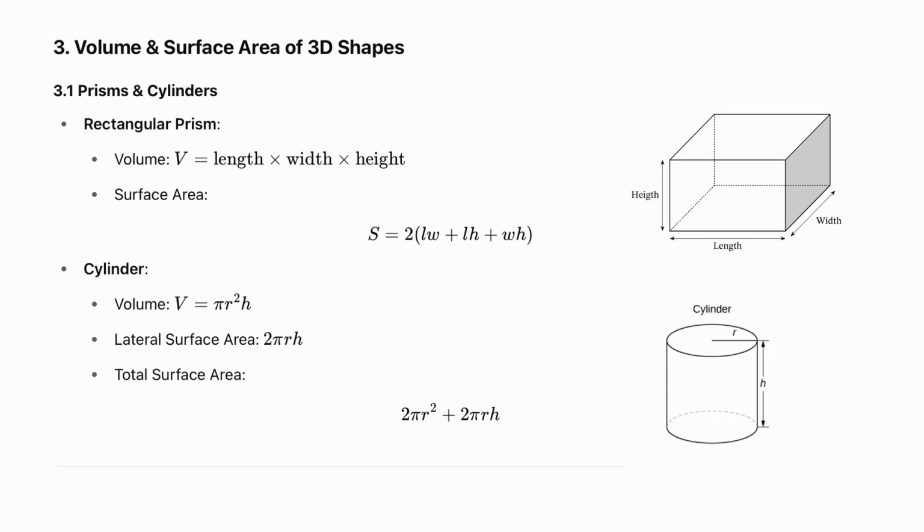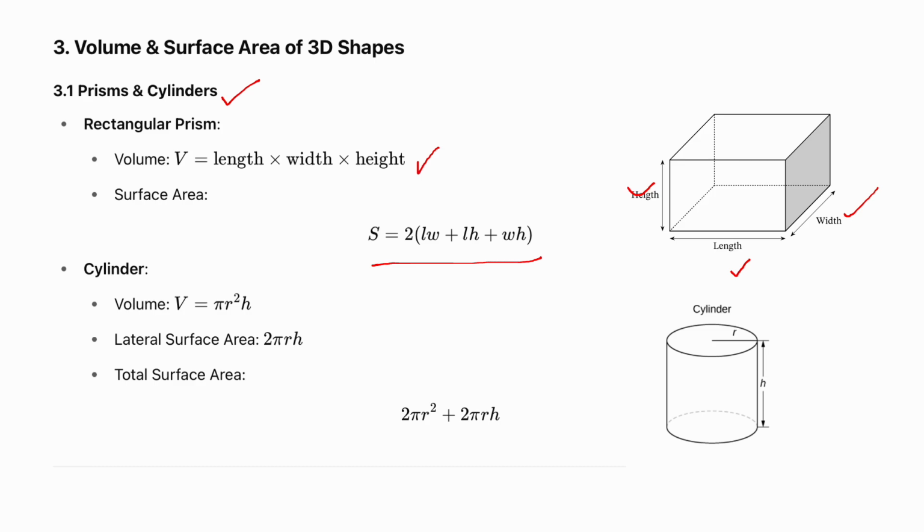Now let us look at the 3-dimensional shapes starting with the prisms and cylinders. For a rectangular prism, the volume is just the product of height, length and width. So it is a simple formula, length times width times height is the volume. To find the surface area, we calculate the area of all 6 faces and then add them up.